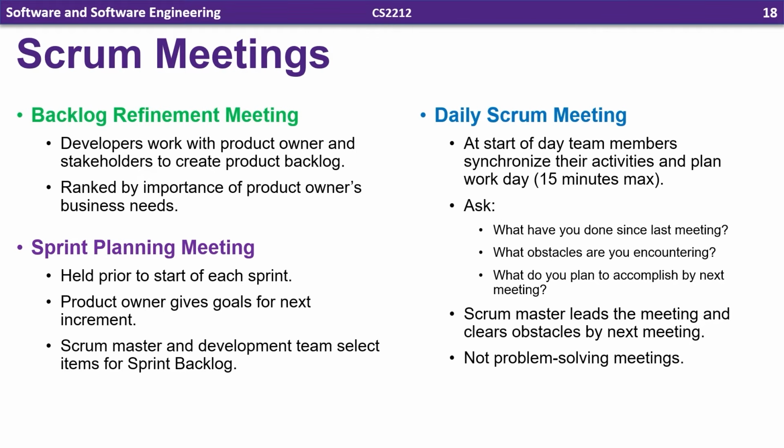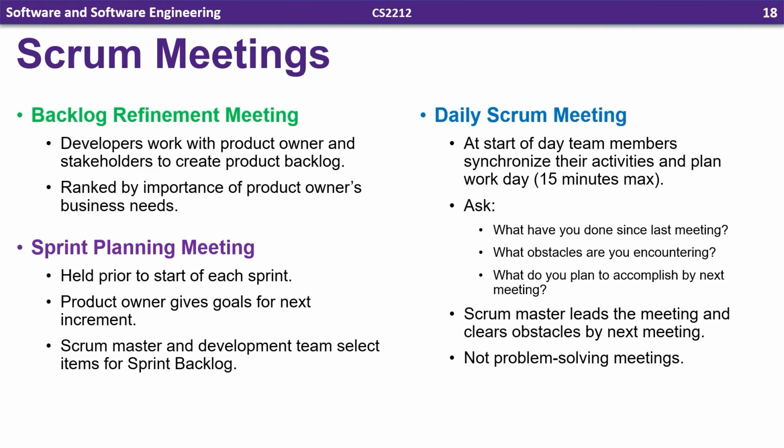The next meeting is the sprint planning meeting. So this one is held prior to starting a sprint. And the idea here is that the product owner is going to give the team goals for the next increment, and the Scrum Master and the development team select items from the product backlog to add to the sprint backlog. Remember, that's what they're going to be working on in that sprint, and it's frozen once that sprint starts, so you can't make any changes to that backlog until the sprint is done or canceled.